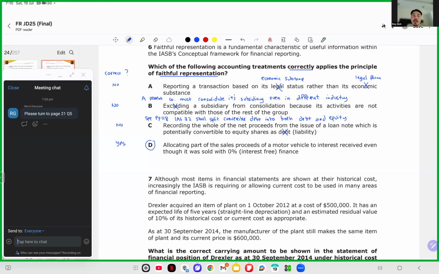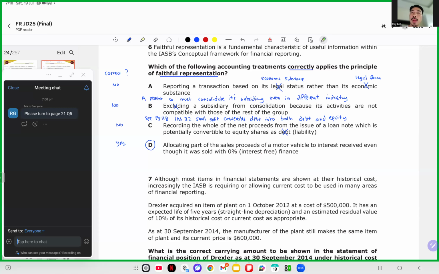It says that I must allocate, I must share part of the sales proceeds of a motor vehicle to interest received, even if it's zero interest. What's that? You sell me a vehicle and you charge me interest free. But why must you recognize interest income despite it being 0% interest free?